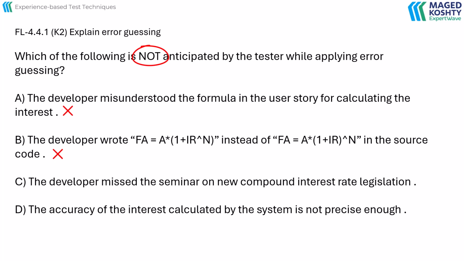This is an example of a potential root cause of a defect. We don't guess root causes, so this is not correct. The correct answer is C. D. The accuracy of the interest calculated by the system is not precise enough. This is an example of guessing a failure. The correct answer is C.